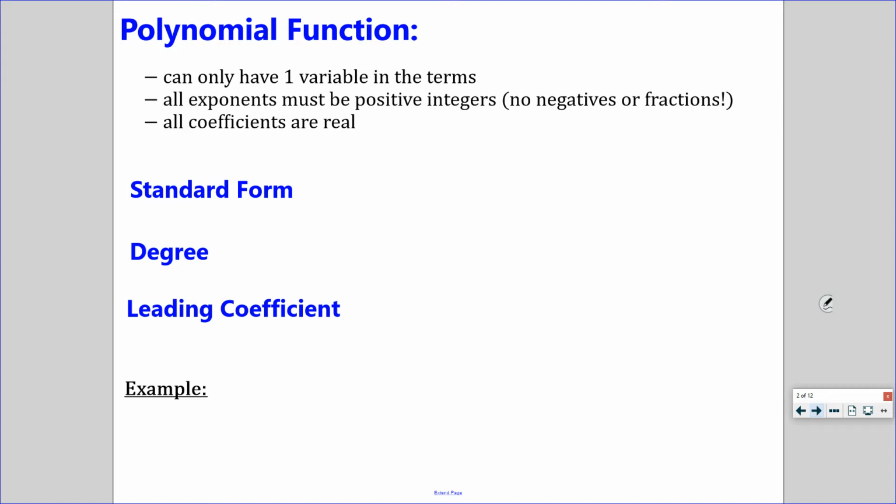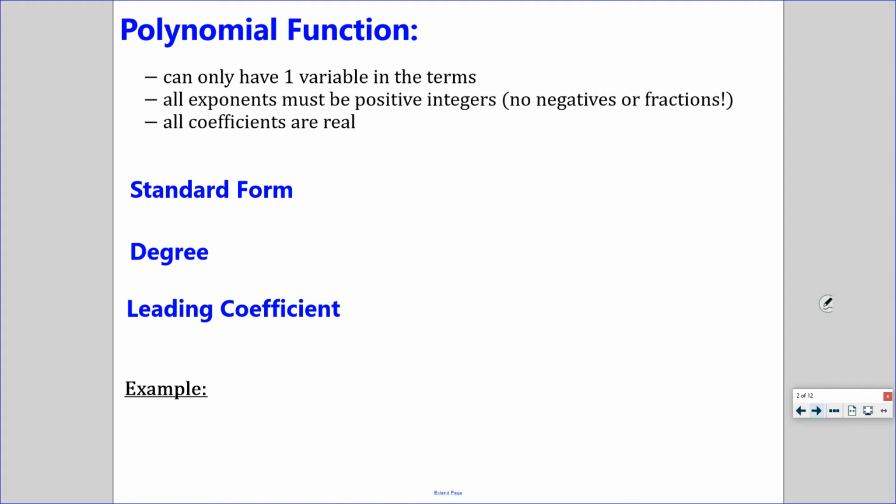All exponents, this is an important one. All exponents have to be positive integers. Integers are positive and negative whole numbers. Okay, so just positive integers means we can't have negative exponents or fraction exponents. And then all our coefficients are real, meaning we can't have any i's, any imaginary numbers.